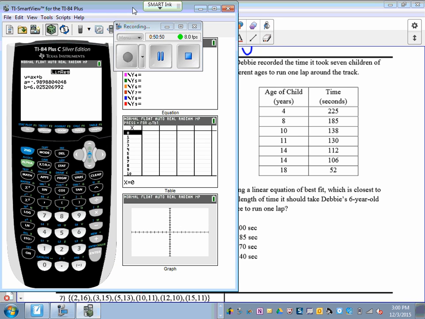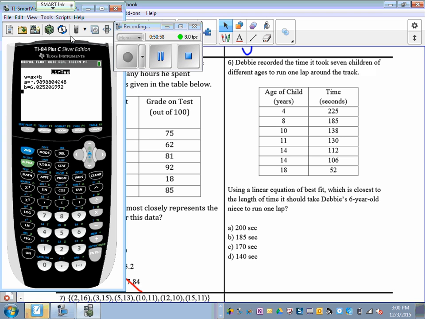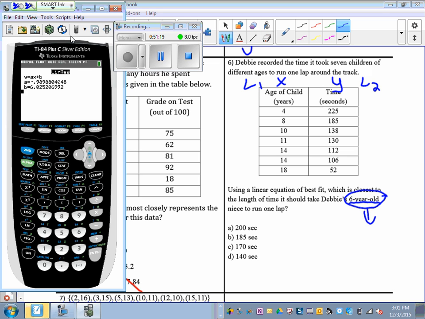Number 6 is a little bit different in that it requires you to predict a value. It says using a line of best fit, which is closest to the length of time it should take Debbie's 6-year-old niece to run 1 lap. Again, our first column is X, our second column is Y. X goes in list 1, Y goes in list 2. So 6 years old, that's an X value. So what I'm going to do is take this and put it in for X of my equation. So I need to first put this into my calculator to get the equation.